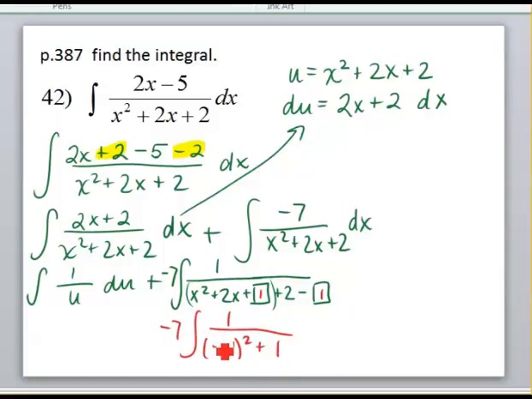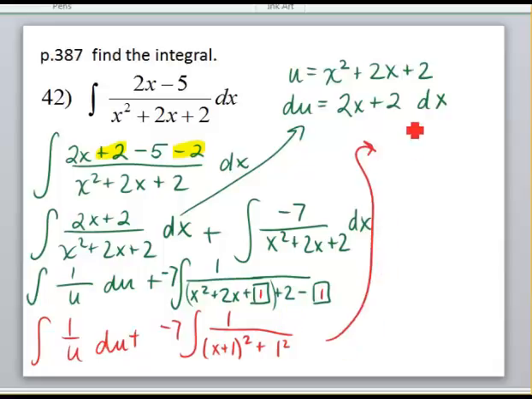Now I have a u squared plus an a squared. That is an a squared. And I can just copy this stuff down. And I'll have to come up here to finish this. I'll see if I can squeeze this in. Well, the integral of 1 over u would be ln of absolute value of u. And then I'd have -7. This is arctangent.